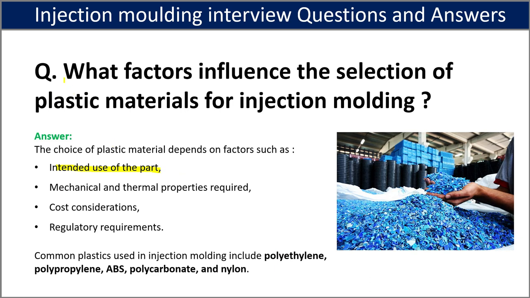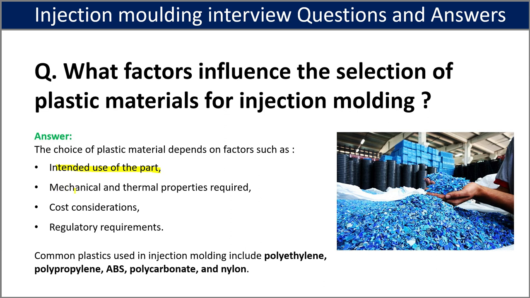The next question is, what factors influence the selection of plastic material for injection molding? This question is related to material selection. The choice of plastic material depends on the intended use of the part. Where we are using the part, and in which condition: under high stresses, under normal stresses, under which environmental condition. All these factors we will consider in the use of the part.